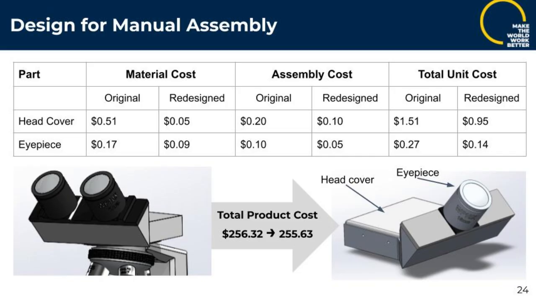The eyepiece assembly, which performs the function of amplifying the image, was also selected for redesign because being a duplicated part in the original design presented the opportunity to reduce material and assembly time by half by redesigning for only a single eyepiece. These redesigns had a significant impact and roughly halved the material cost and assembly cost of both parts, as shown by the costs in the table on this slide.